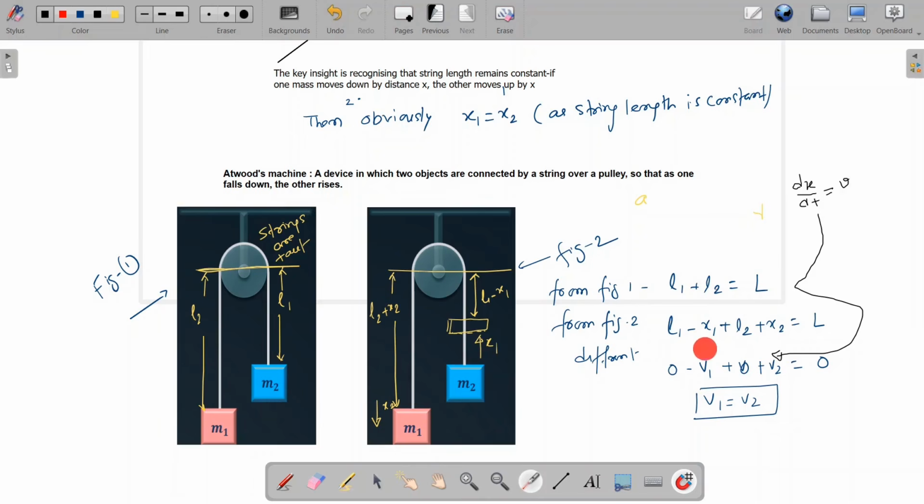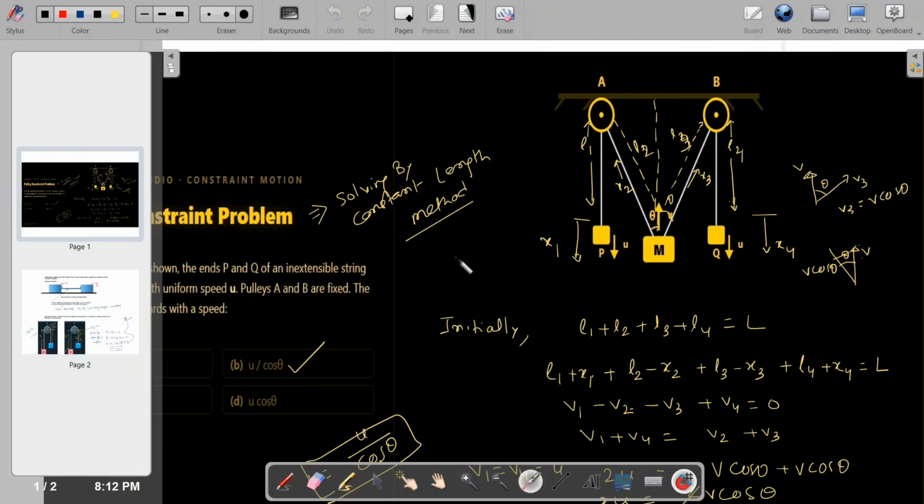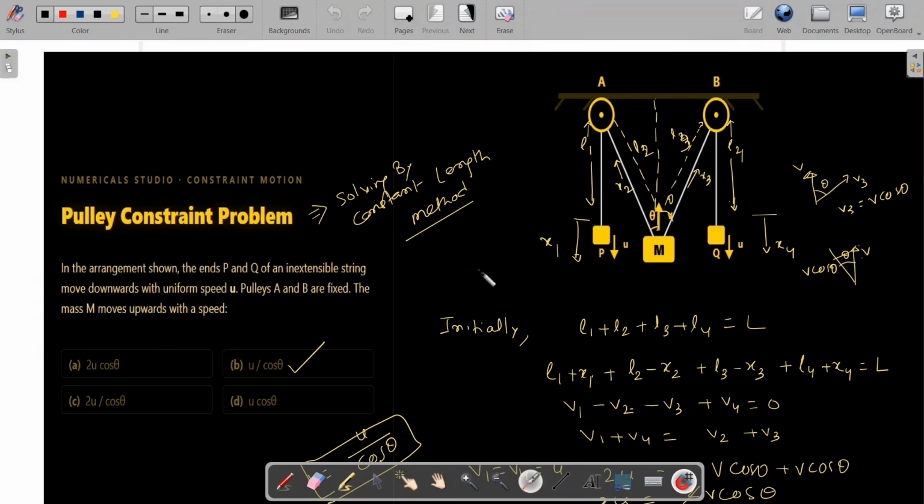Then the new lengths become L1 plus x1, and L2 minus x2. So the total length of the rope in this new condition is L1 plus x1 plus L2 minus x2. Now, if we differentiate this equation with respect to time, we get V1 minus V2 equals 0, which proves V1 is equal to V2. Now let's apply this exact same concept of constant length to the problem given.